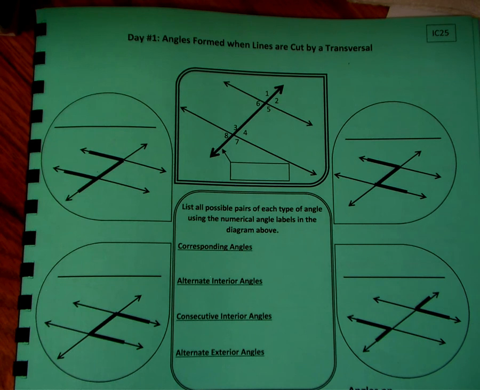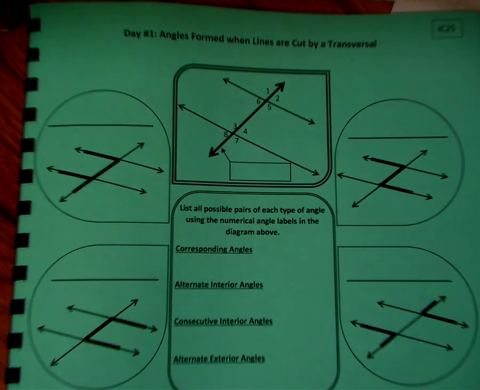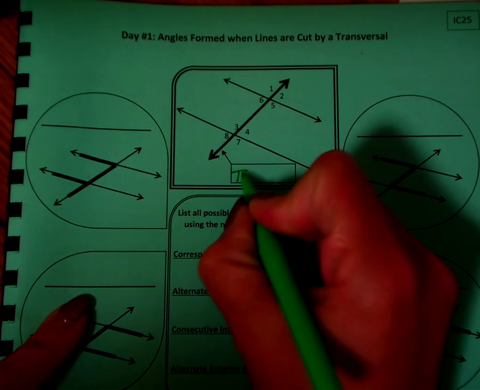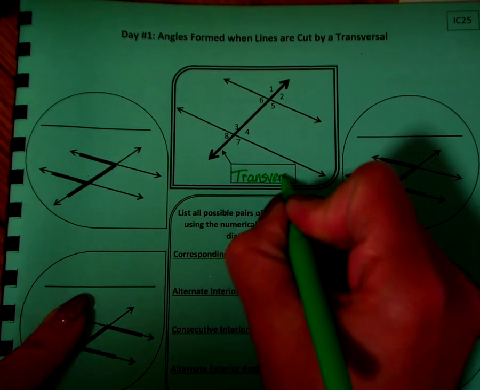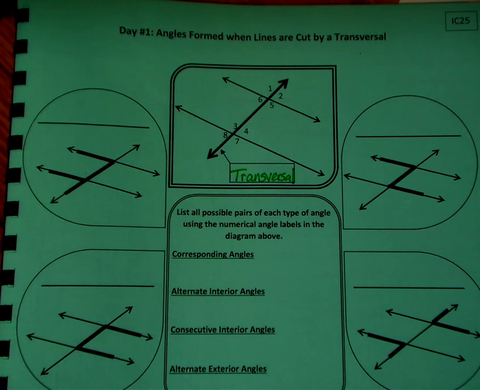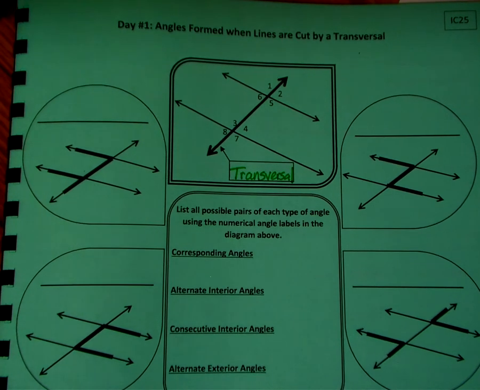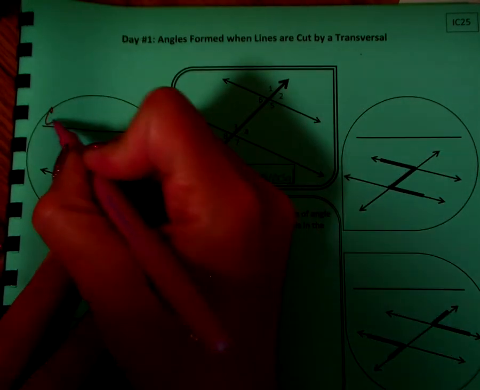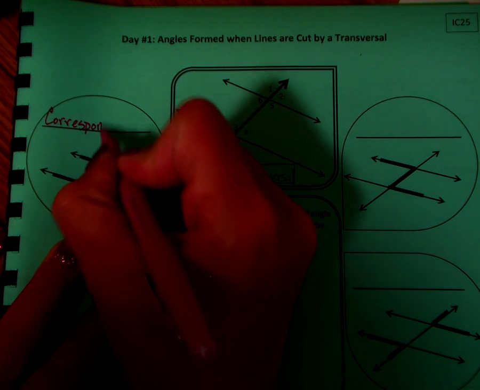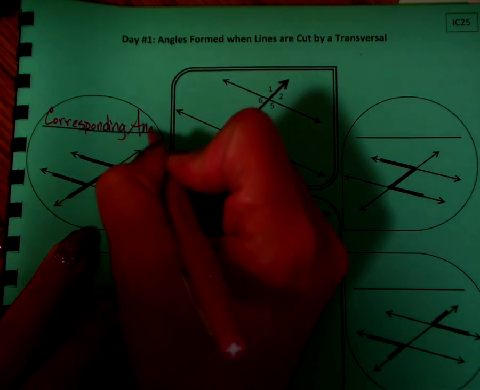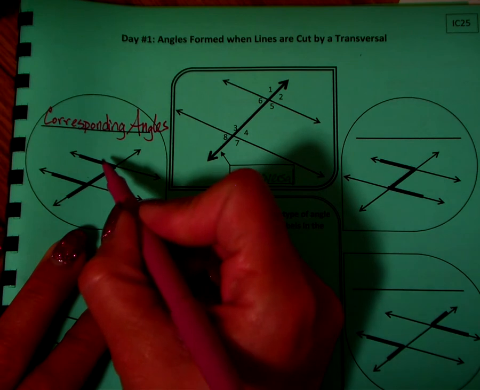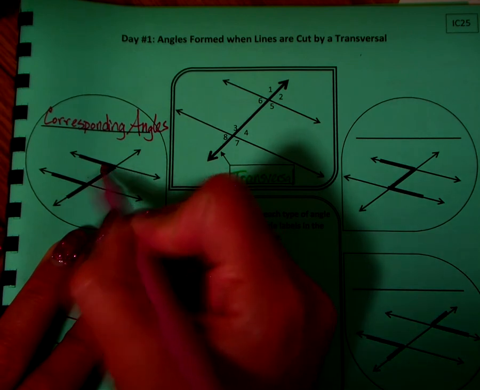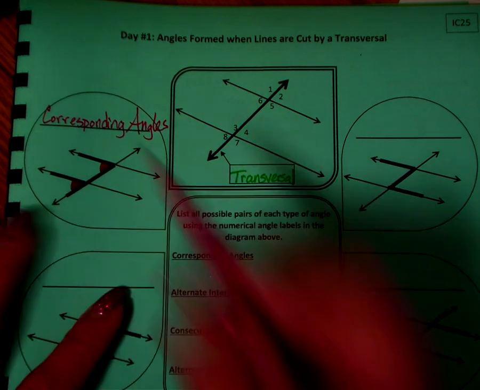Okay, so to start with, the line in bold here that's cutting through is called the transversal. Okay, it's called the transversal. So let's get some definitions here. We have what are called corresponding angles. Okay, I'm going to write this in here, and I'm also going to color in what corresponding angles are. Okay, so for example, here we have corresponding angles would be here and here. So these two angles would be corresponding angles.